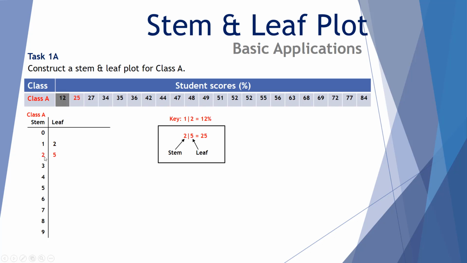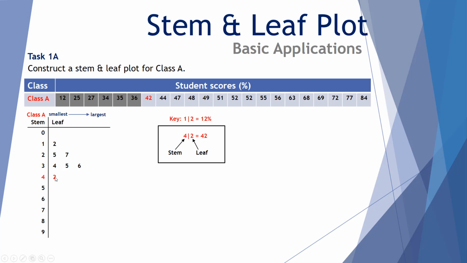Number 25, a stem of 2 and a leaf of 5. Now when you've got more than one value in a list, you list from the center at the smallest and go outwards to the largest. So 25 was listed first, followed by 27 with a stem of 2 and a leaf of 7. 34 has a stem of 3 and a leaf of 4. 35 has a stem of 3 and a leaf of 5. Adding in a 36, stem of 3 and a leaf of 6.